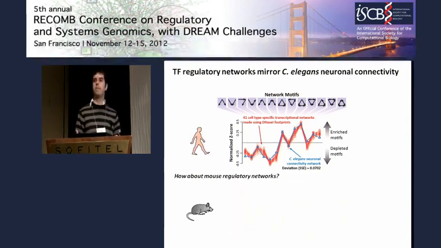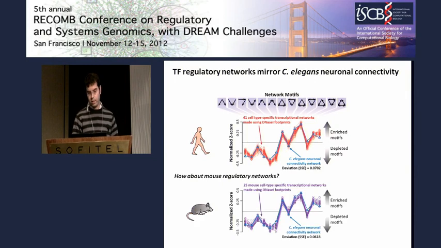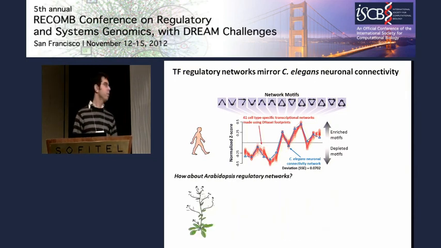However, we don't just have data on humans. We also have data on mice from 25 different mouse cell types. So we can ask the same question: does the mouse regulatory network have a similar architecture to human? The answer is yes. And furthermore, we don't just have data on mammalian systems, but we also have some data on plants.